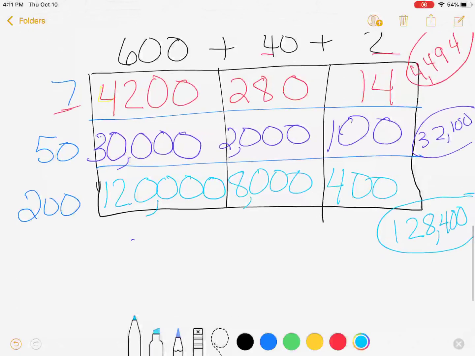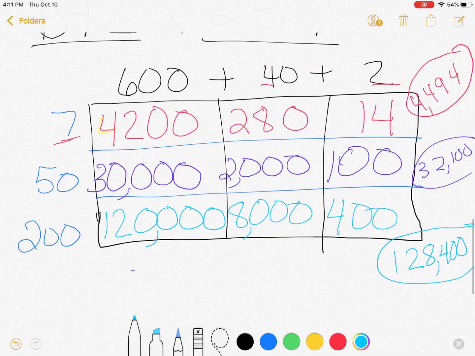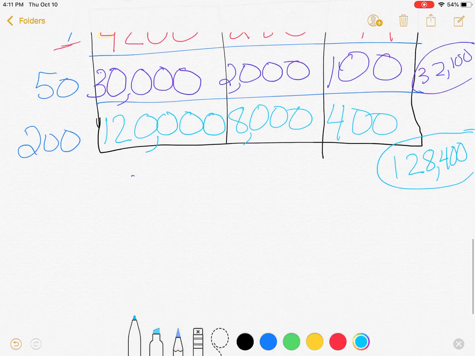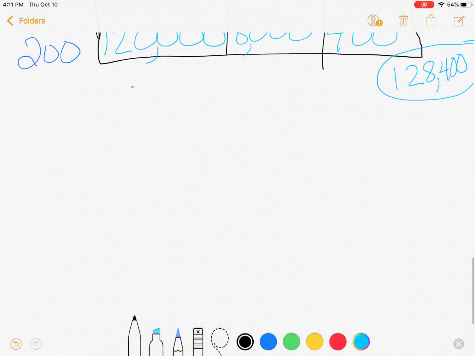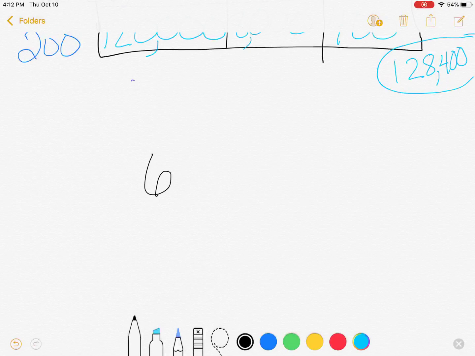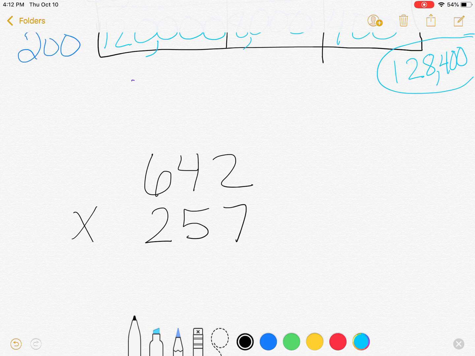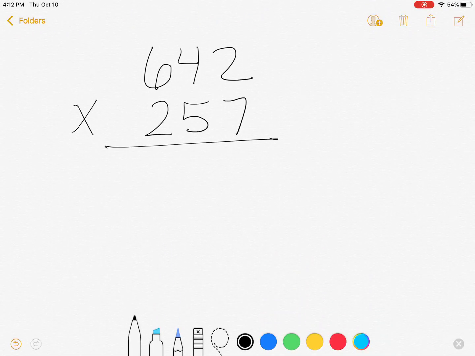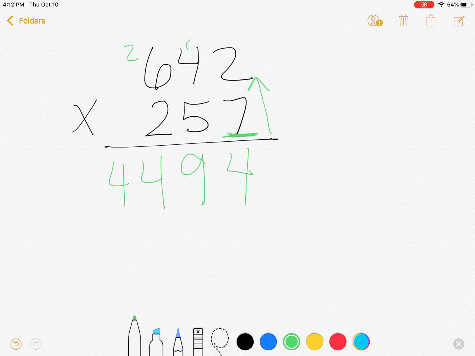Okay, standard algorithm. Let's go back to black. 642 times 257. Okay, what place value are we multiplying first? Ones. So 7 times 2, 14. 7 times 4, 28, plus the 1, 29. 7 times 6, 42. So 4,494.